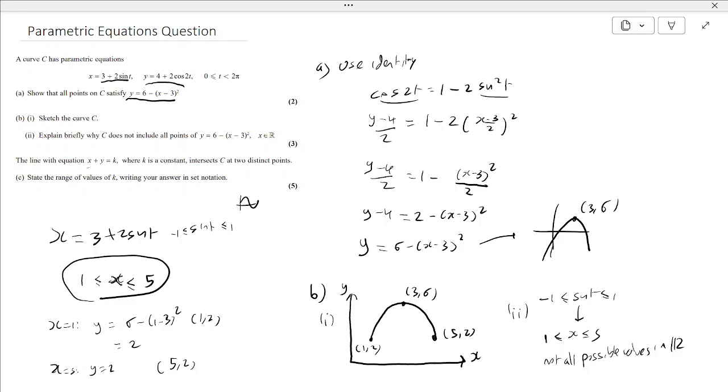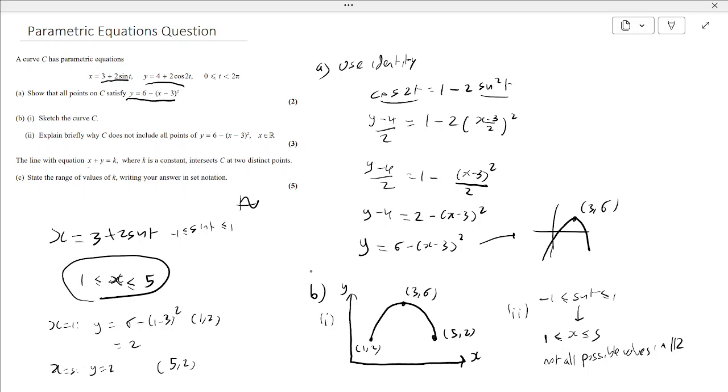First thing I would say is, I said previously that if you want to intersect a Cartesian with a parametric, you should substitute the parametric equations into the Cartesian. So it would look something like x plus y equals k. So you'd say 3 plus 2 sine t plus 4 plus 2 cos 2t equals k. I'm going to break that rule in this question. That's quite a nasty equation to work with, especially when k is unknown.